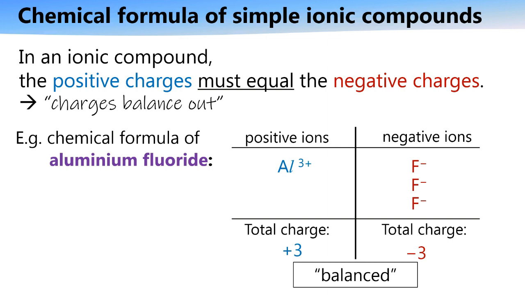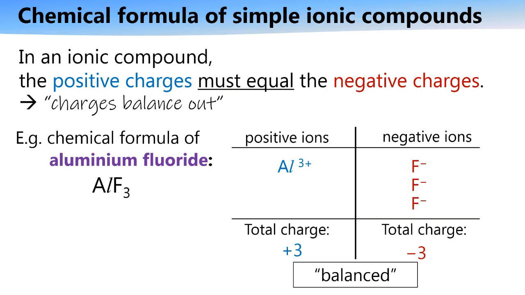So in aluminium fluoride, I will need one aluminium 3 plus ion and three F minus ions. So one Al and F I need 3. So the formula will be AlF3. Okay, I give you some time to think about what I have just shared with you.